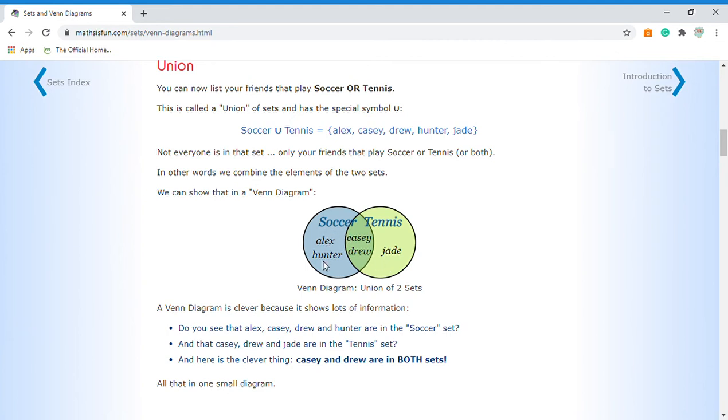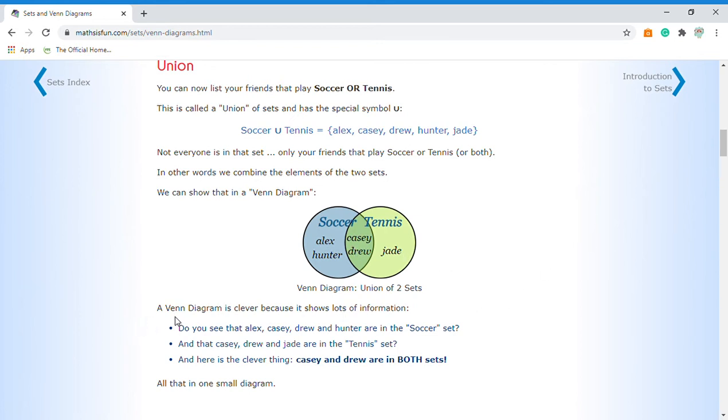Alex and Hunter only like soccer, Jade only likes tennis, but Casey and Drew like soccer and tennis. And instead of writing their names in both circles, we overlapped our circles and we wrote their names in the middle. And that is a Venn diagram.